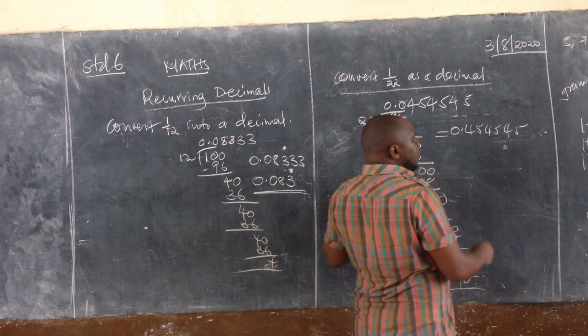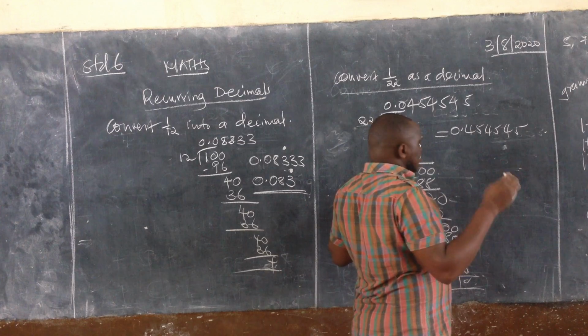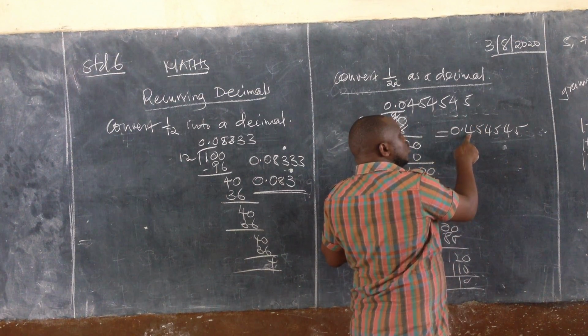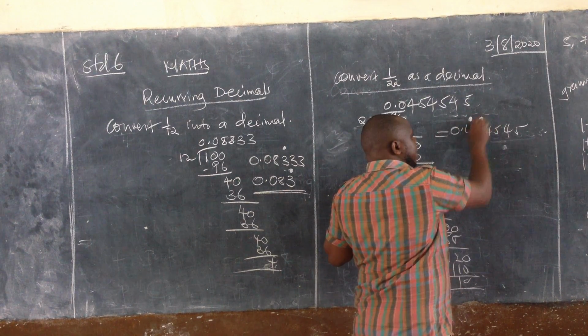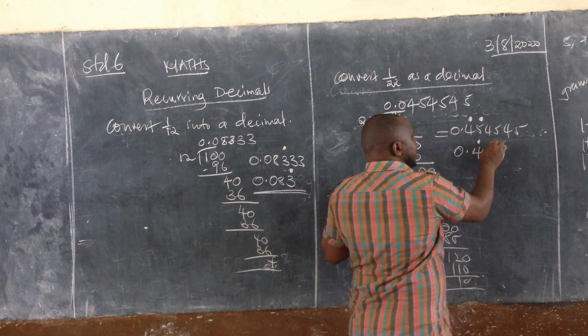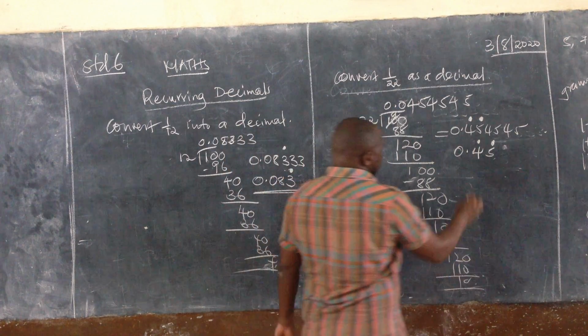Even if it was 0.383838, you're going to put the dots on the 3 numbers. So, which numbers are repeating? 2 numbers, 4 and 5 are repeating themselves. So, we are going to put the dots on those 2 numbers that are repeating themselves. And so, our answer is going to be 0.45 recurring. So, that becomes our answer.